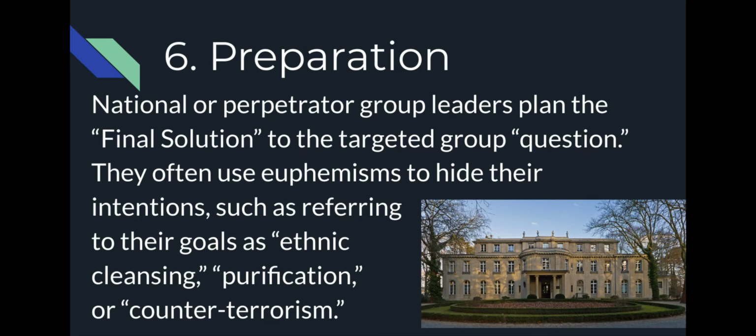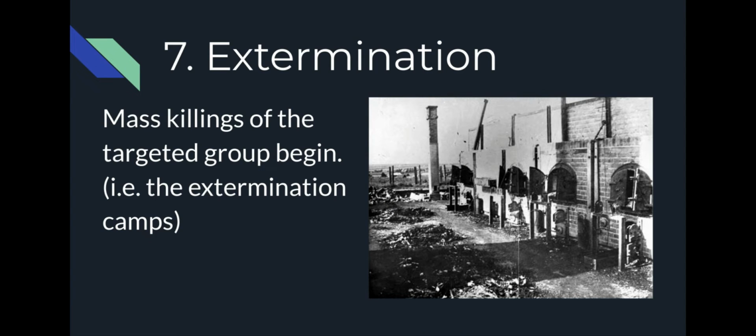Preparation is when they started pulling out the plan for the final solution to target that group of people. They used euphemisms to kind of hide their intentions. So we'll see them call this ethnic cleansing or purification or counterterrorism. They would not call it actually genocide. They would not call it extermination per se. They would give it a euphemism, another name to kind of hide their original intentions. This also happens for sure in Rwanda as well.